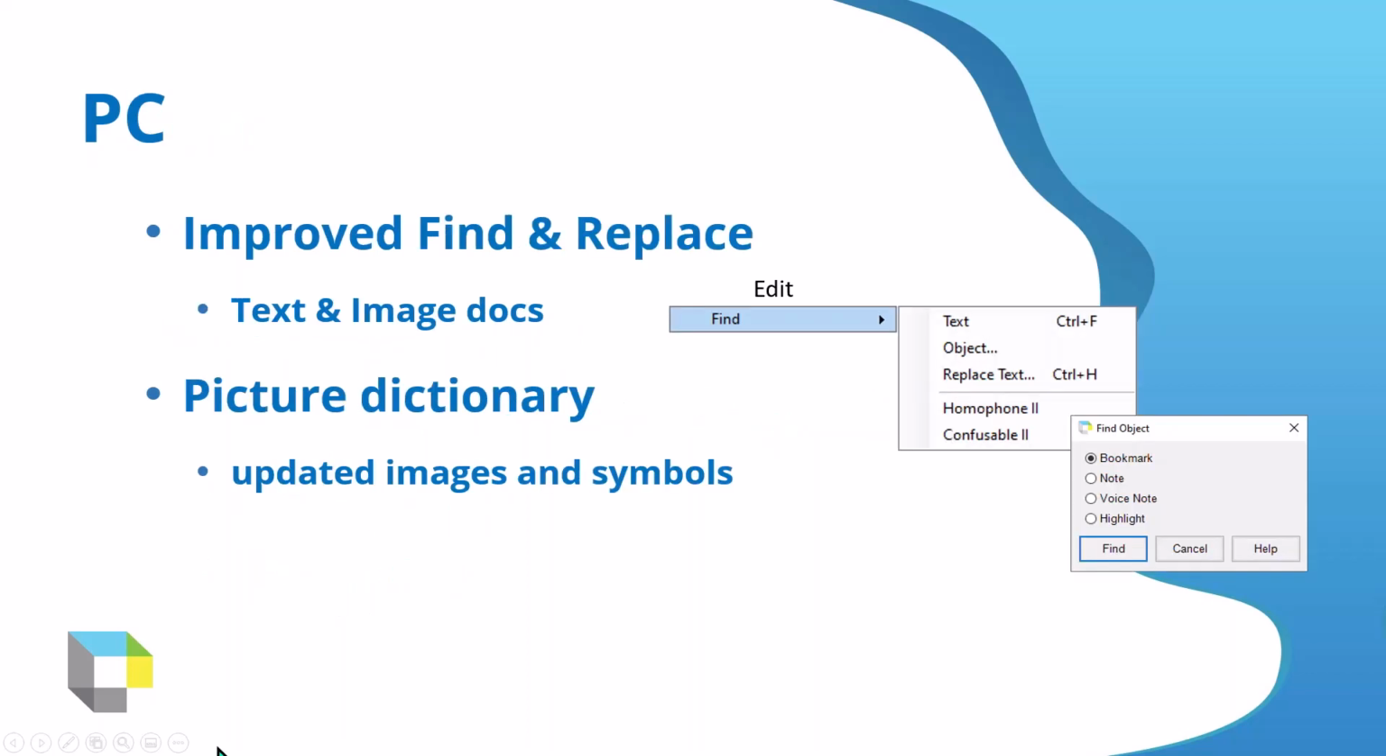Next is the PC. A big change here is the improvements to the find and replace option. This is in the edit menu. Once you have opened up a document, you can find text or you can replace text. You can also find an object, which would be a bookmark, a note, a voice note, or a highlight. In addition, the picture dictionary has updated and enhanced images, so you have more in the picture dictionary to use.